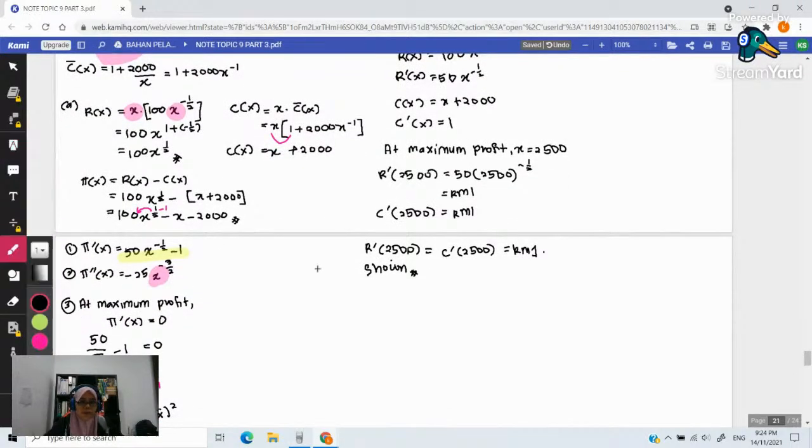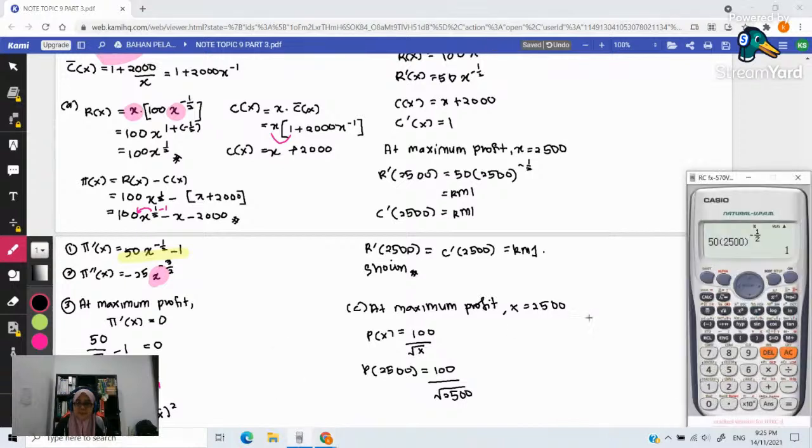2,500. So therefore, for question C, at maximum profit, x equals 2,500. So we need to find the price. Price function is equal to 100 over square root of x. So what we are going to do, we need to substitute x into the price function, 100 over square root of 2,500. Calculate again. Okay, click equal. So the answer is equal to 2.